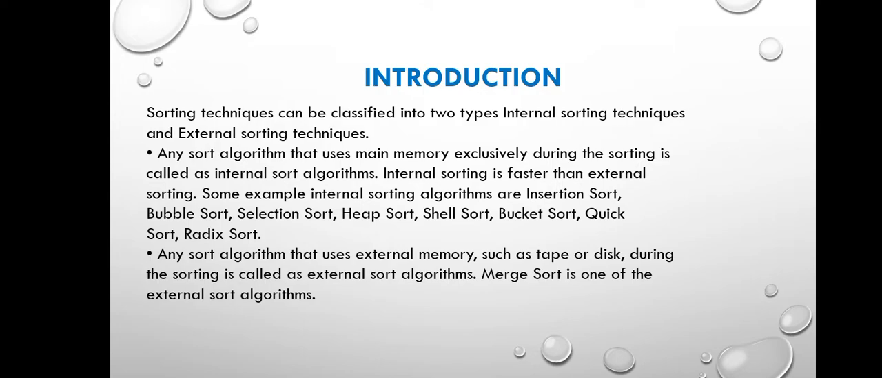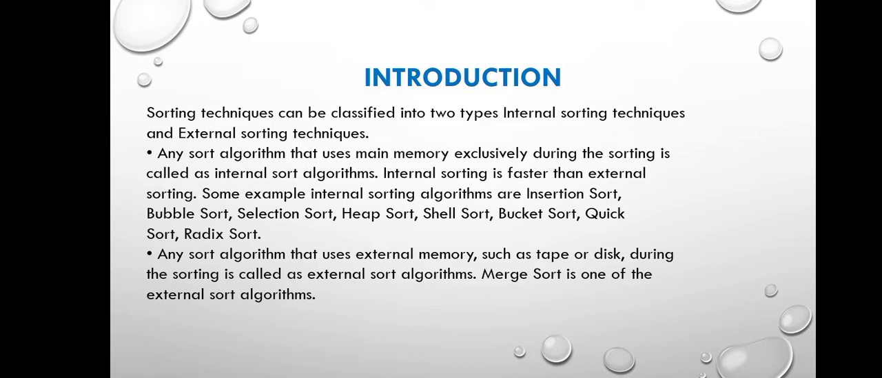Any sorting algorithm that uses main memory exclusively during the sorting is called an internal sorting algorithm. Internal sorting is faster than external sorting. Some examples of internal sorting algorithms are insertion sort, bubble sort, selection sort, heap sort, shell sort, bucket sort, quick sort, radix sort.